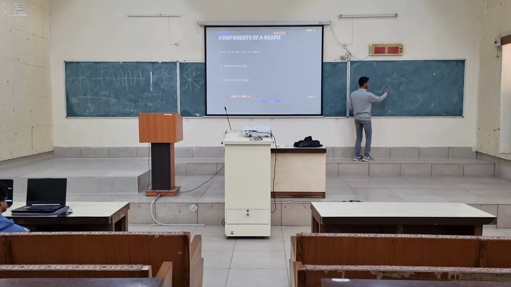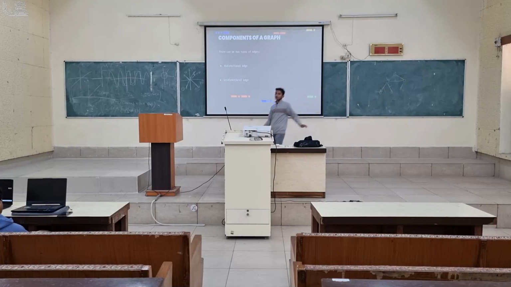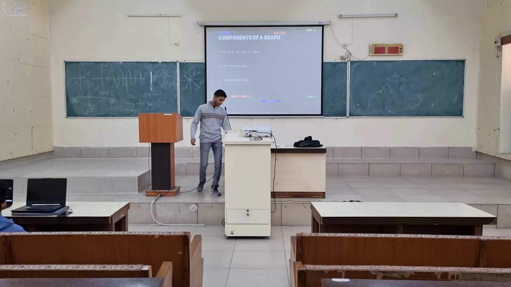Otherwise, in the bidirectional edge, like this one, you can do both things. You can go from this node to that, and from that node to this. So these are the two types of edges we have in the graph.